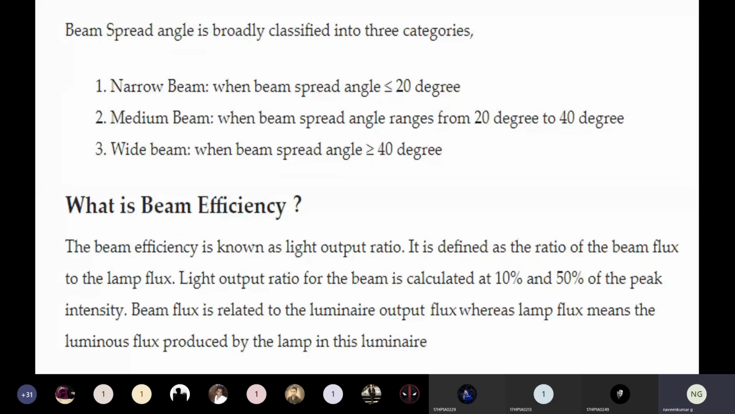It is defined as the ratio of beam flux to lamp flux. The light output ratio for the beam is calculated at 10% and 50% of the peak intensity value. Beam flux is related to the luminaire output flux, whereas lamp flux means luminous flux, which is produced by the lamp itself in this luminaire.